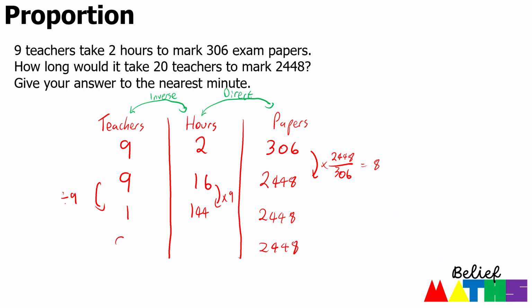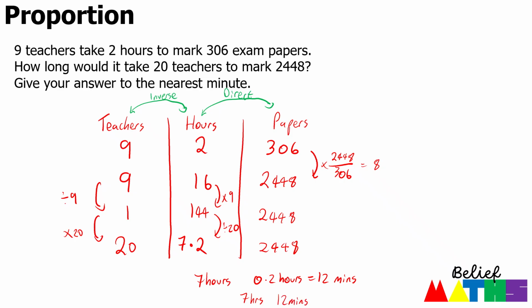Now we want to know what would happen if we had 20 teachers. So to get from there to there, we multiply by 20. So in this case, we divide by 20. And 144 divided by 20 gives you 7.2 hours. Now to the nearest minute, that's 7 hours and then 0.2 hours. If you put that in your calculator, 0.2 times 60 gives you 12 minutes. So it's going to take us 7 hours, 12 minutes. And that's the answer for this one.